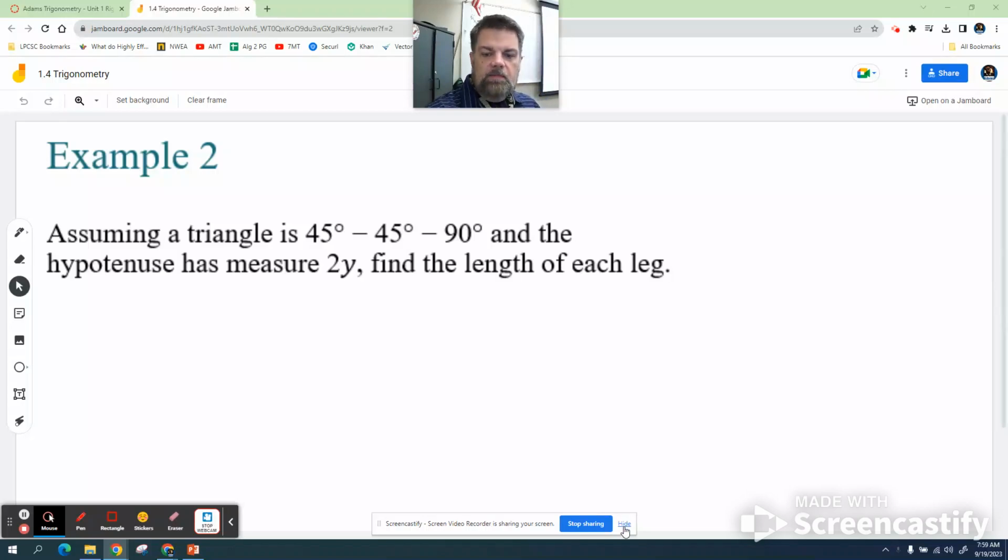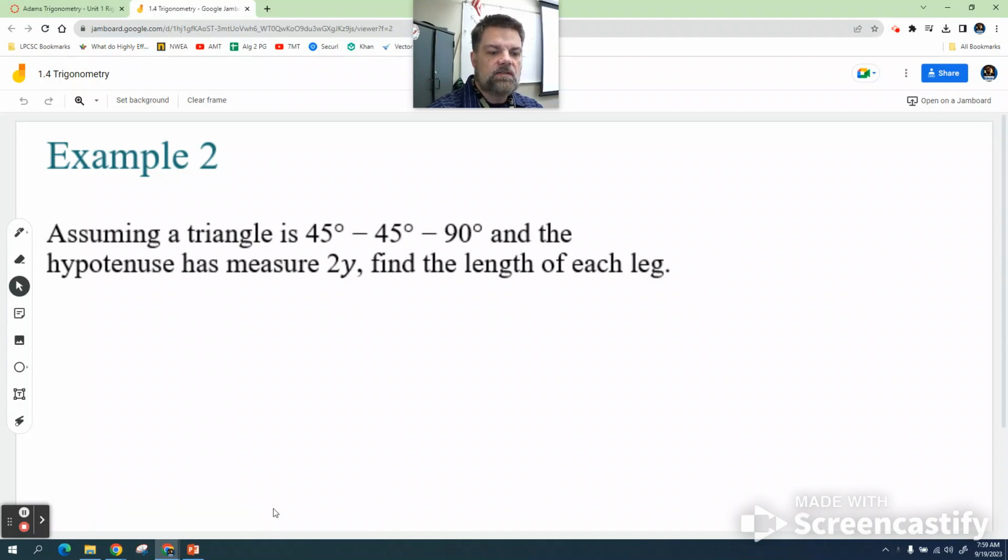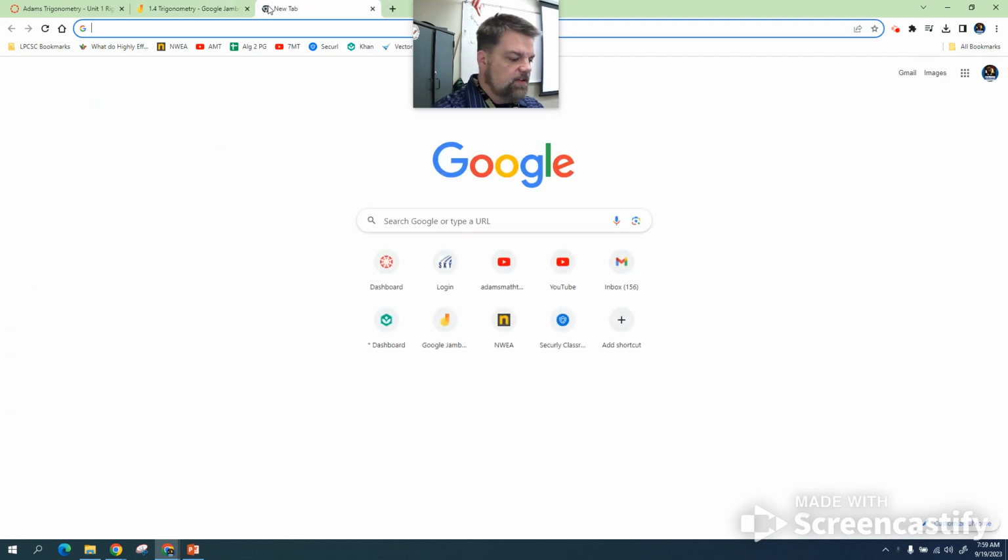All right. So it says, assuming the triangle is a 45, 45, 90, and the hypotenuse is a measurement of 2y. So I'm gonna sketch that in there real quick, and then we'll talk about the hypotenuse. So rather than sketch it, I'm gonna cheat and find it.